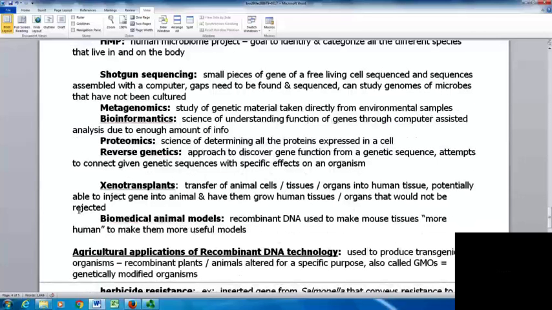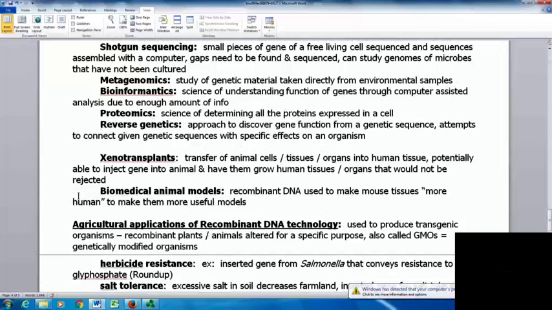With xenotransplants, you're going to transfer animal cells, tissues, or organs into human tissue. There is the potential to be able to inject a gene into an animal and have them grow human tissues or organs. The benefit to this process would be that they would not be rejected. So this is still not really done. It's still something being researched.